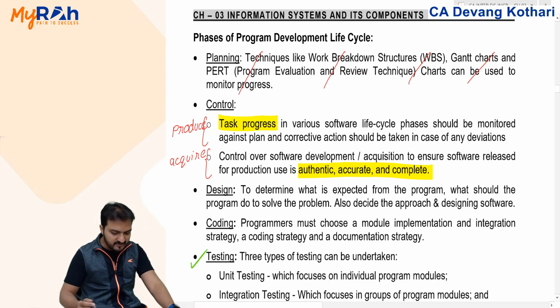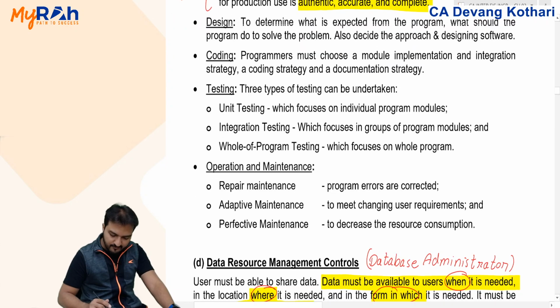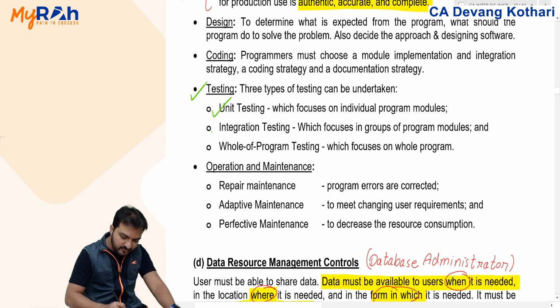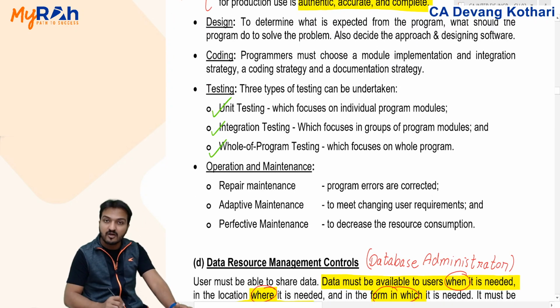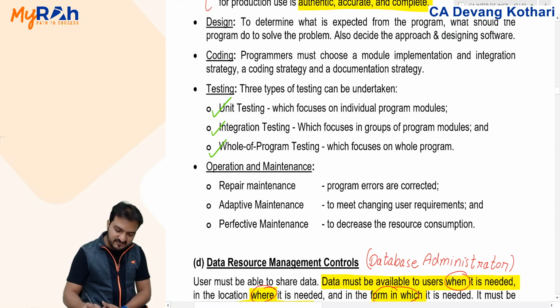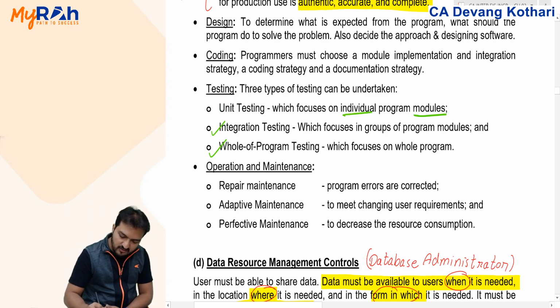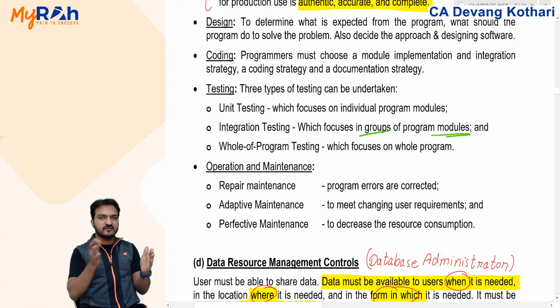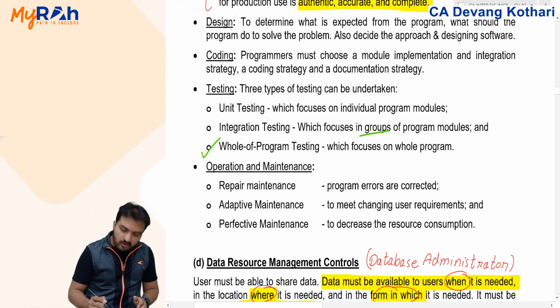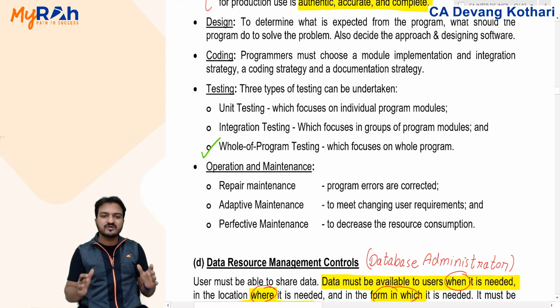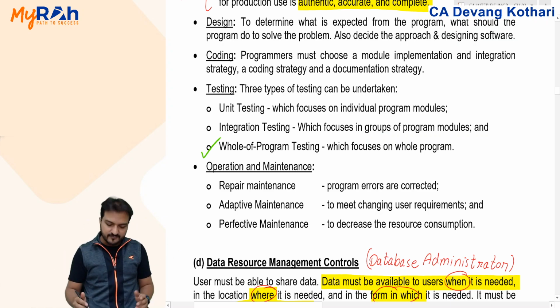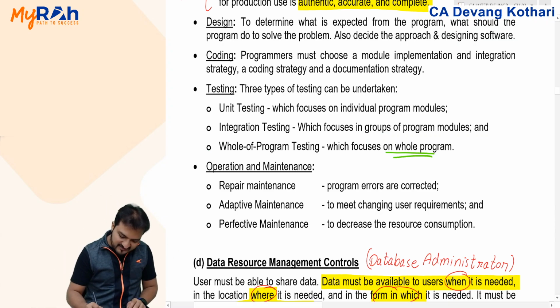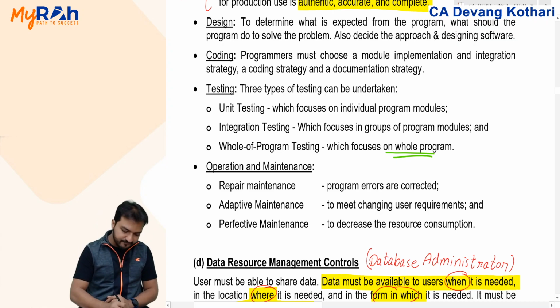Testing is basically checking whether the software is working perfectly or not. Under that also, unit testing, integration testing, whole of program testing. Unit testing is to test individual modules. Integration testing is to check integration between the group of modules, like one module integrated with other module. And whole of program testing means to test the entire software as a whole.